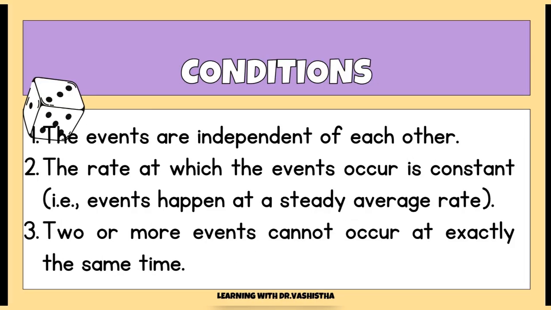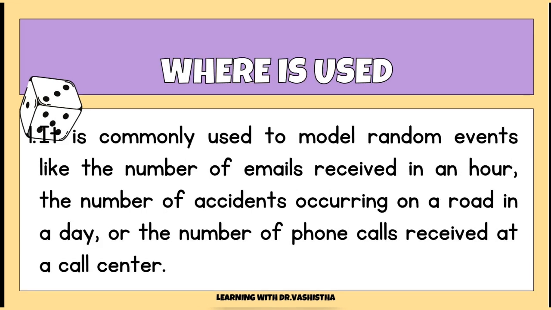Now if we talk about the nature of these events, then they need to be independent of each other. The rate at which the events occur shall be constant, that is, events happen at a steady average rate, and two or more events cannot occur at exactly the same time, or they need to be exhaustive by nature. Now it can be used at a place where, as we already saw, the event can happen infinite times, like the number of emails received in an hour, or number of accidents on a road in a day, or number of phone calls received at a call center. There this Poisson distribution can be used.